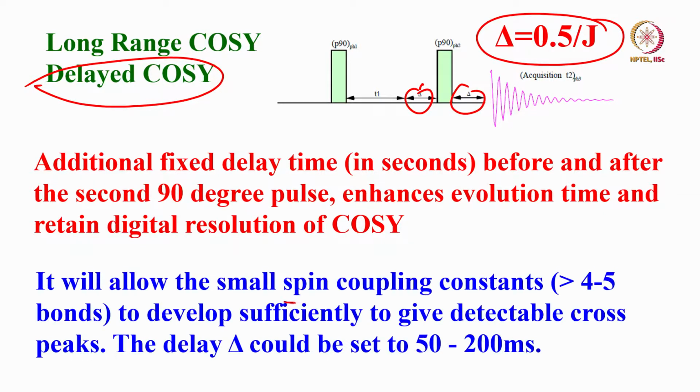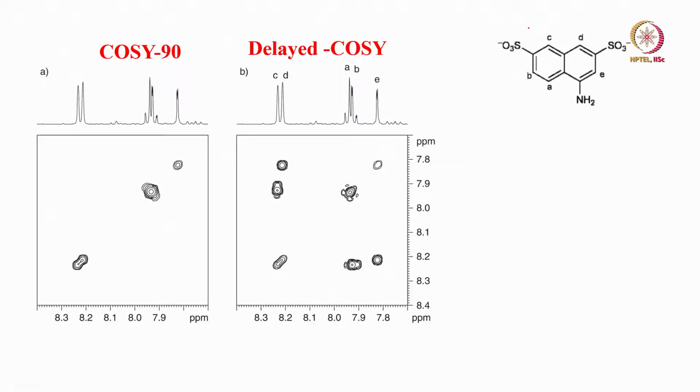So, it will allow small spin coupling constants, greater than 4 bonds or 5 bonds away. Two protons which are coupled, which are separated by more than 4 or 5 bonds, which was difficult to detect in a conventional COSY, you can detect from the long range COSY, also called delayed COSY. So, that is the biggest advantage. Of course, how do you set the delay? It depends upon 0.5 by J, and you have to approximate, you take some average value.